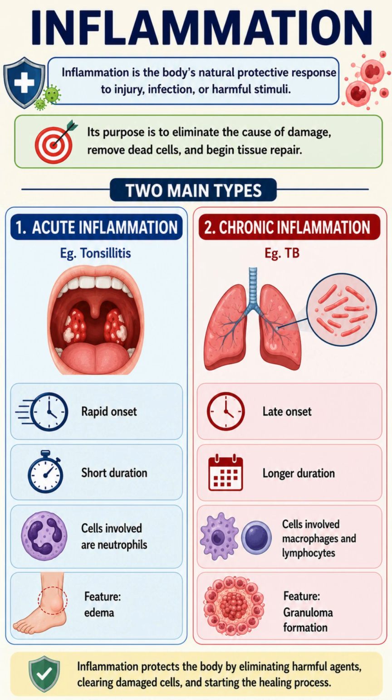Inflammation is the body's natural protective response to injury, infection, or other harmful stimuli. Its main purpose is to eliminate the cause of damage, remove dead cells, and begin the process of tissue repair. There are two main types of inflammation: acute inflammation and chronic inflammation.